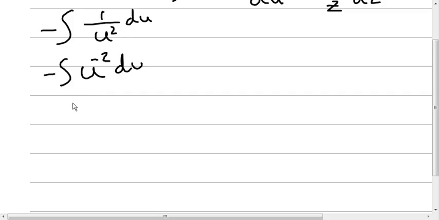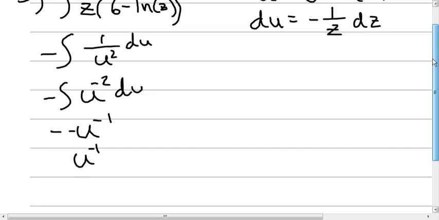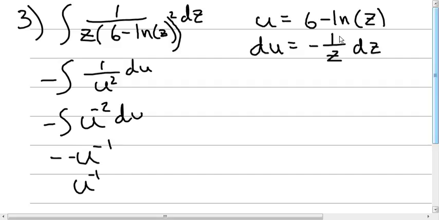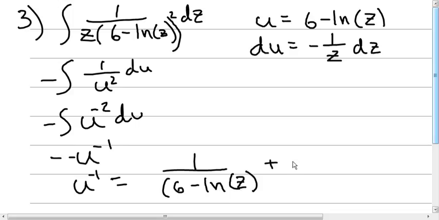So our power rule will be easier to apply. Now we go ahead and integrate, and we get u to the minus 1. There's a minus here, and of course there was a minus out front to start with. So now we get just u to the minus 1. Now we go back to our table of u and substitute in, and so this is equal to 1 over the quantity 6 minus log of z, plus a constant.